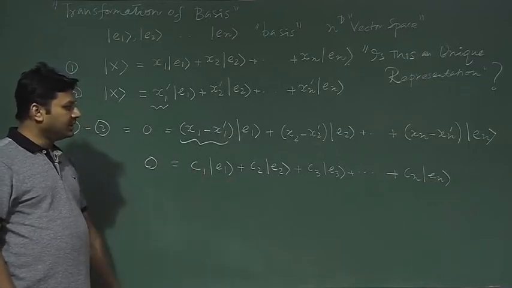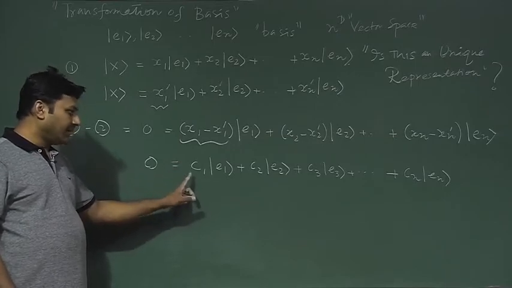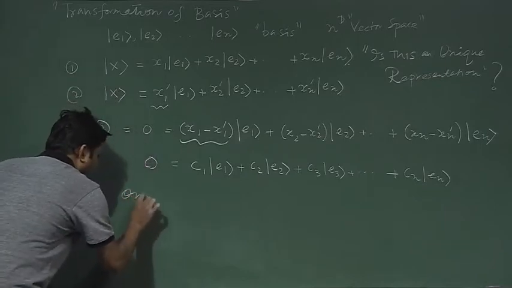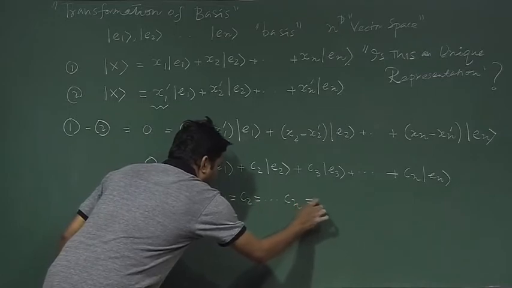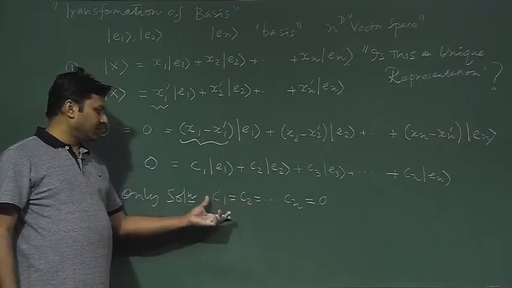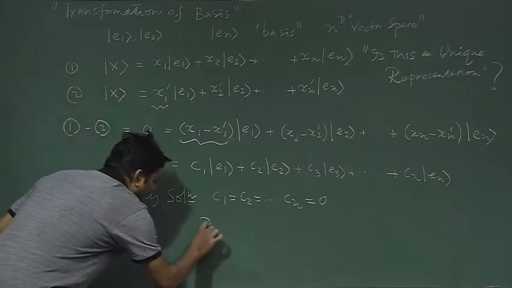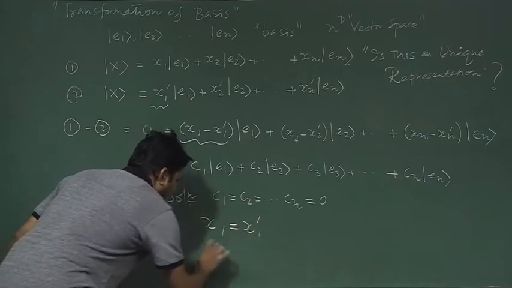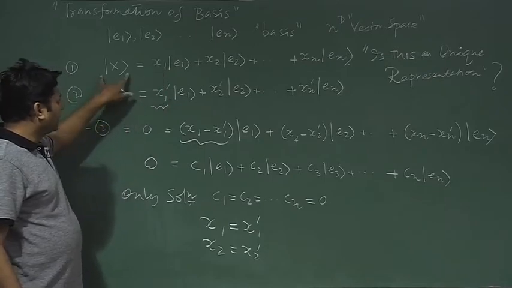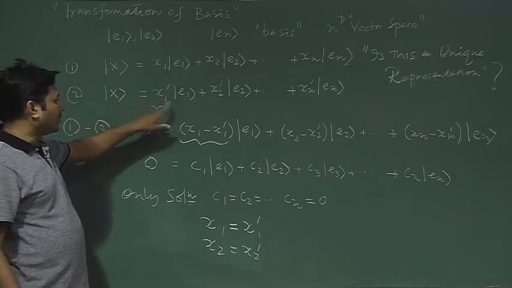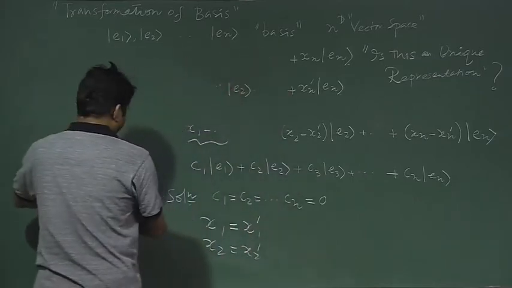Now E1, E2, ..., En are bases, so these are linearly independent vectors. If I have an equation with linearly independent vectors in this form, then the only solution possible is C1 equal to C2 equal to Cn equal to 0. Only then can this equation be satisfied. If these are 0, then readily I find that x1 is equal to x1 prime, x2 is equal to x2 prime, and so on. That means I can't write a vector with other components when a basis is given to me. So the components are unique. You can prove that the components are unique when we are not using any other set of bases.